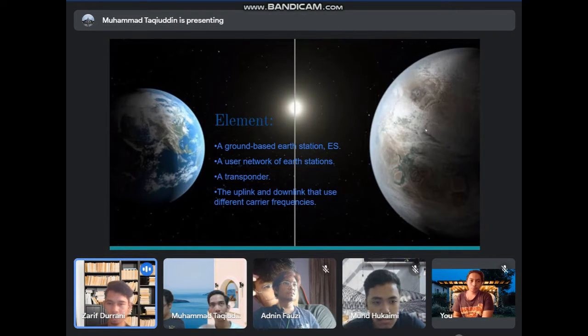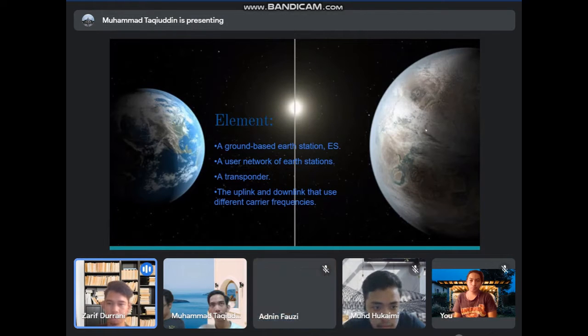A satellite communication system consists of a ground-based Earth station (ES) to control the operation, a user network Earth station to provide the facility for transmission and also reception of communication traffic through the satellite station, a transponder, a radio repeater in the sky, and also the uplink and downlink that use different carrier frequencies to avoid interference. It is also important to note that the frequency translation is done in the transponder instead of the uplink and downlink.